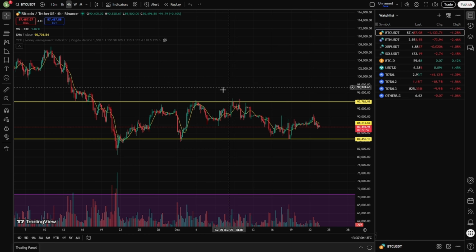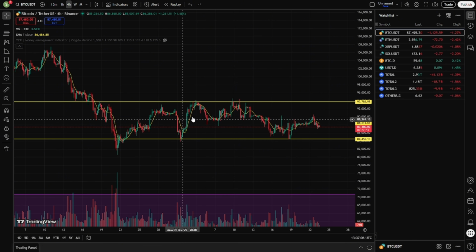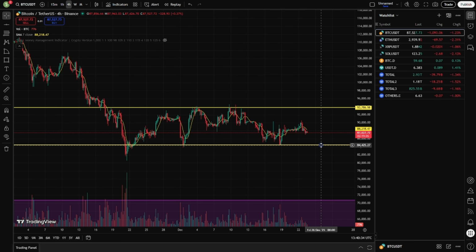When this happens, usually a trading range happens, meaning that price stays in a fixed price range. For example, we can see here that price is between 84k and 94k. Buyers and sellers keep getting rejected and failing to break these areas. But this is not always the case.